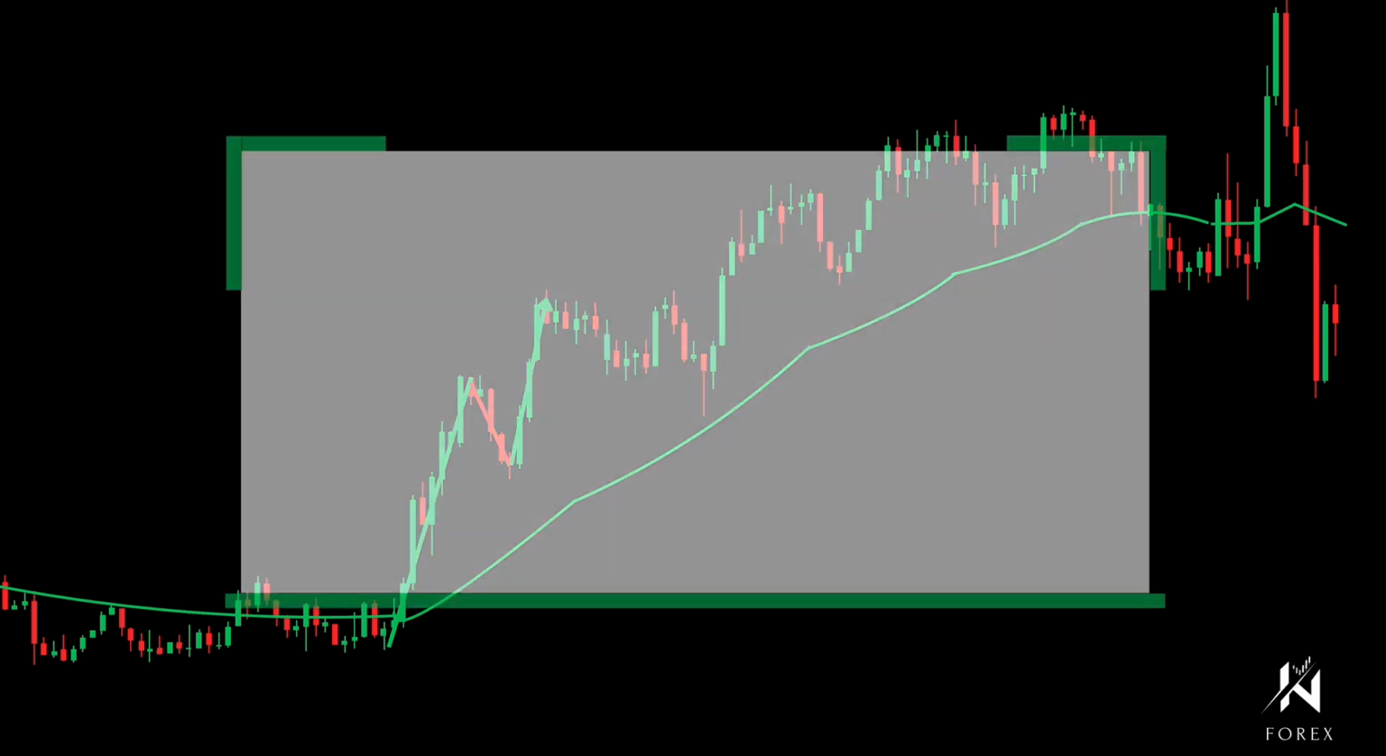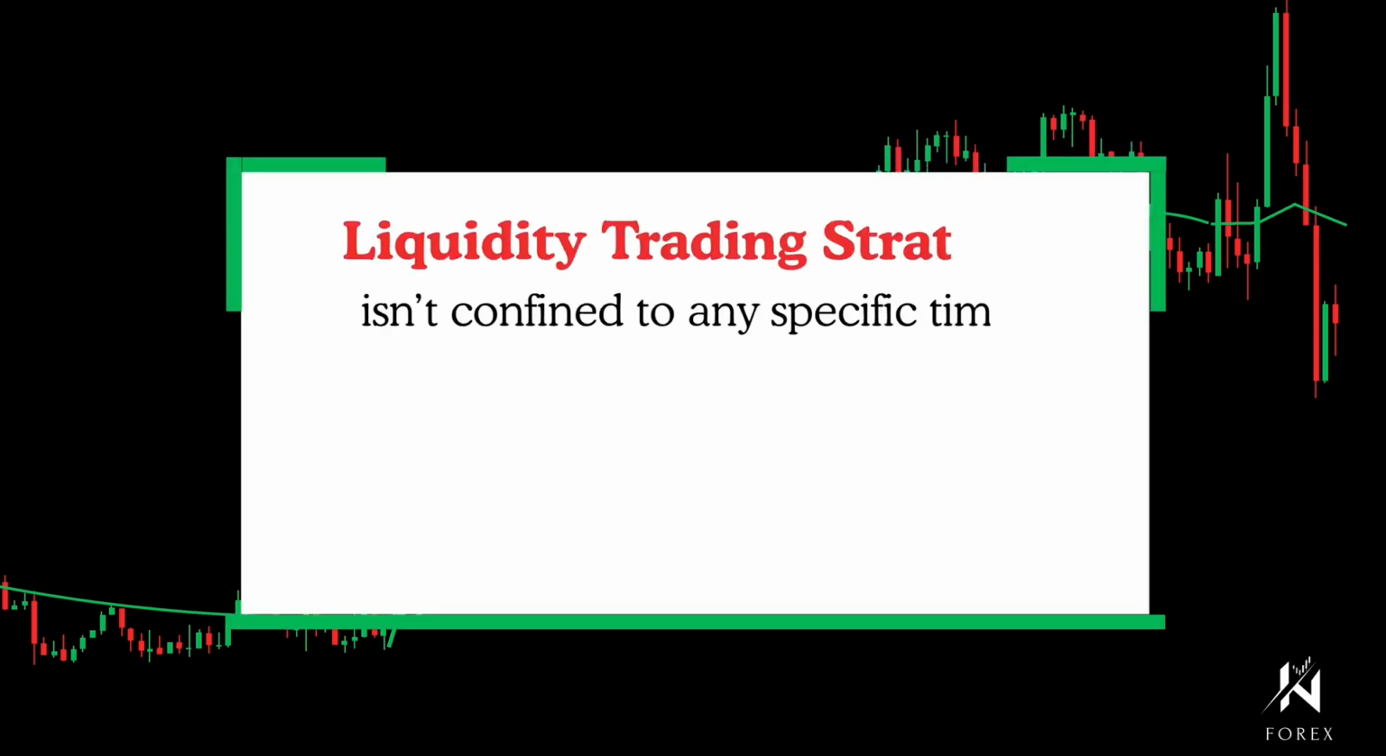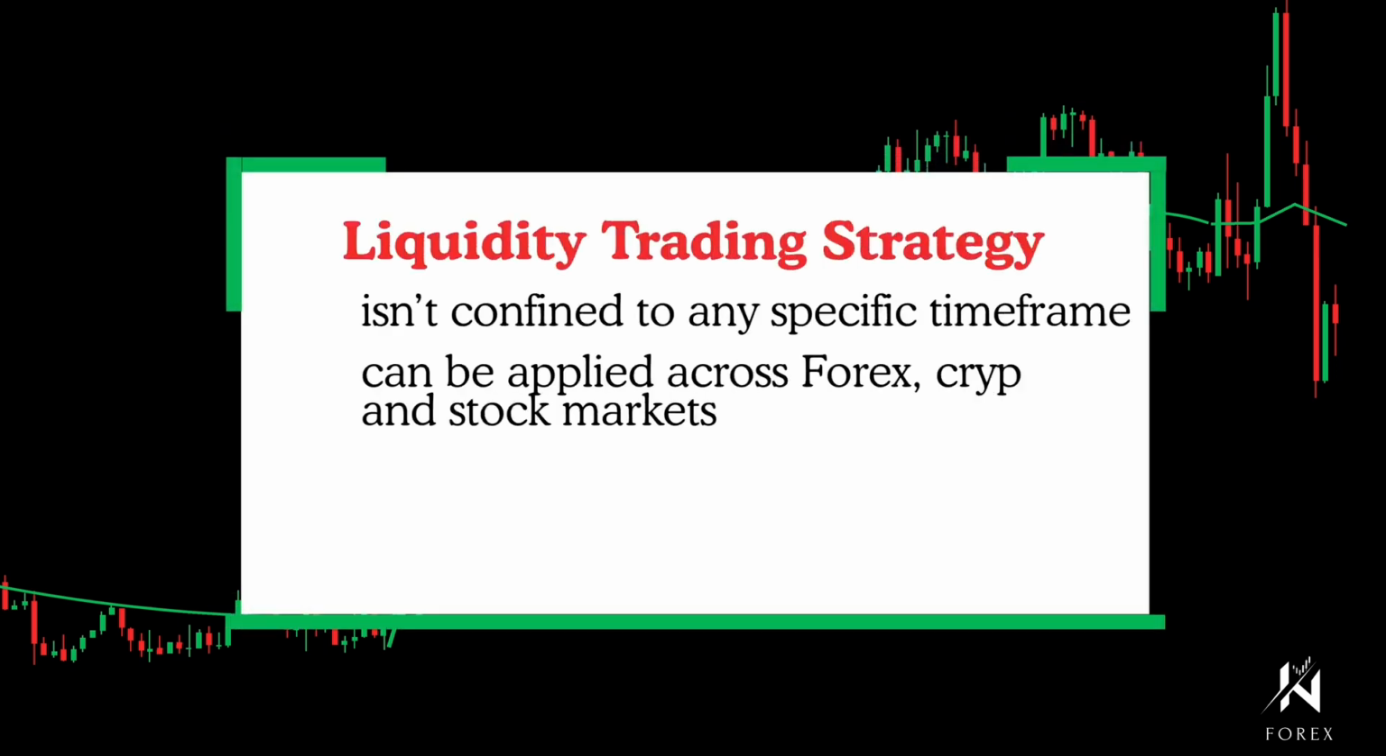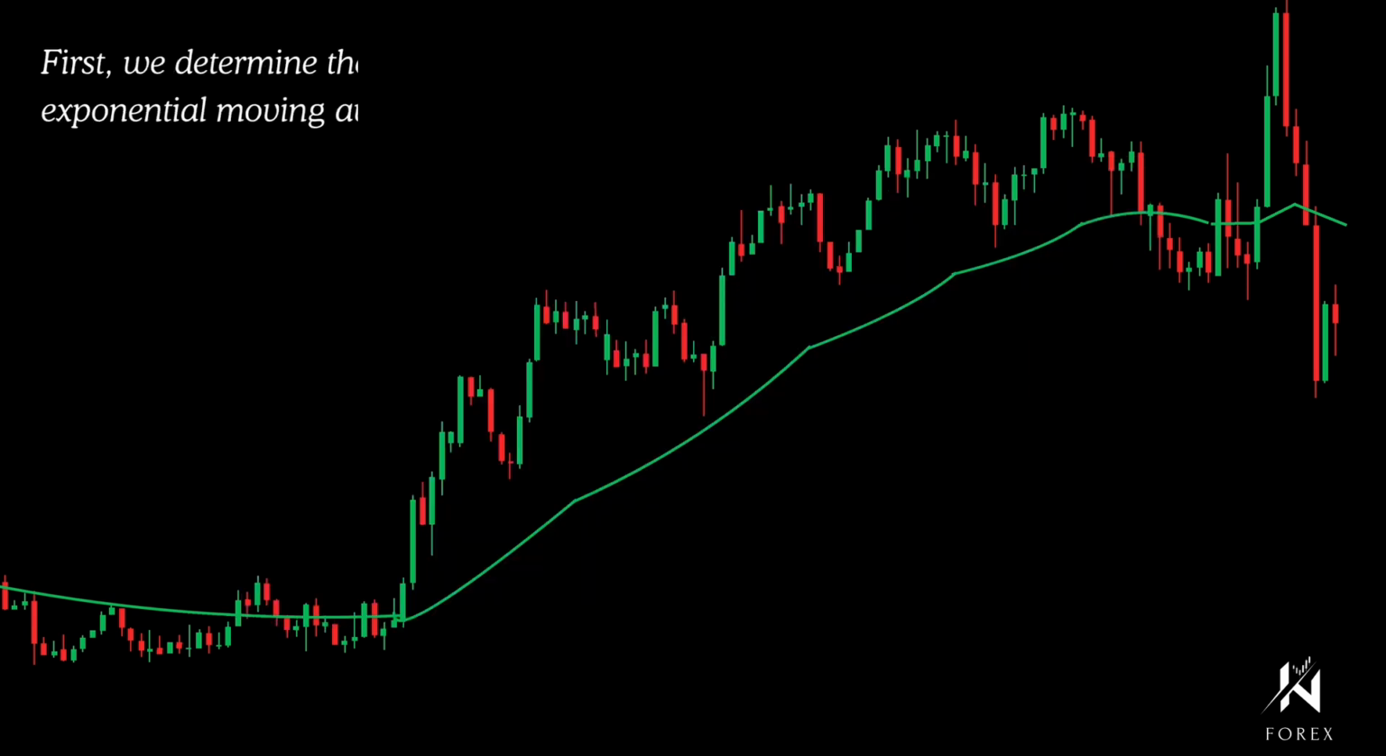This trading setup isn't confined to any specific time frame and can be applied across forex, crypto, and stock markets. It's straightforward and involves two primary steps. First, we determine the trend using an exponential moving average.